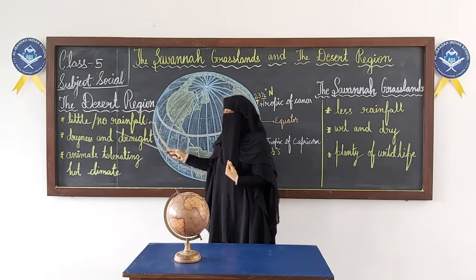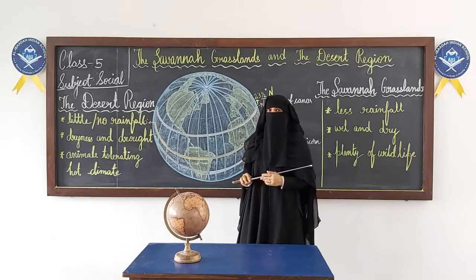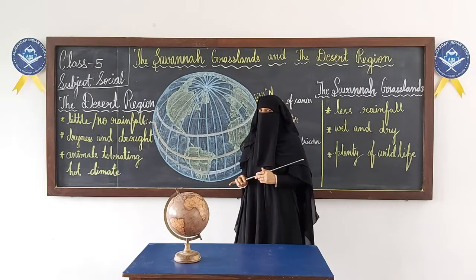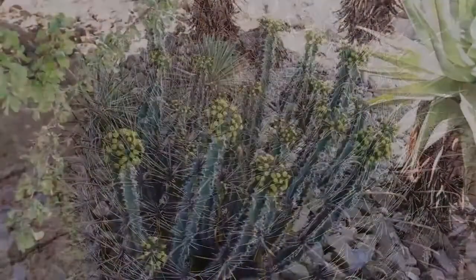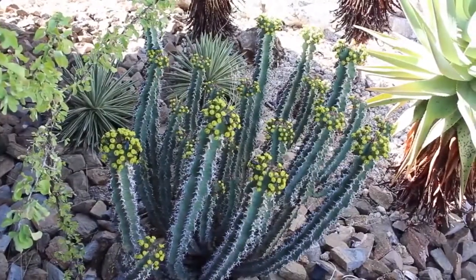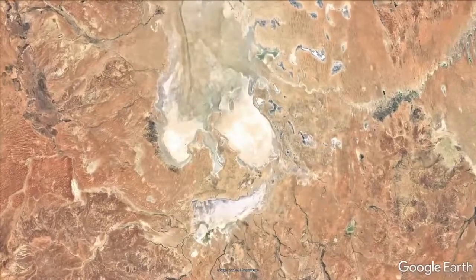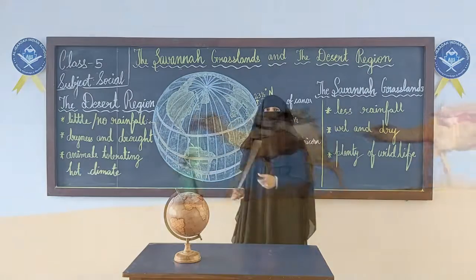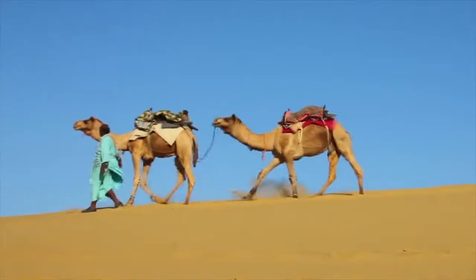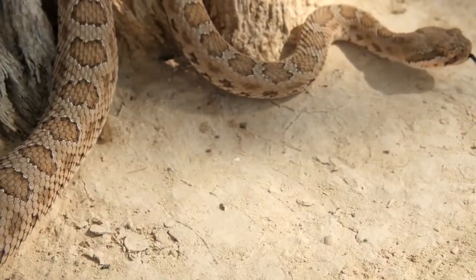Now when there is no rainfall, what sort of vegetation can you expect there? Right? So we have plants which can only survive dryness and drought. Drought means less rainfall. Okay. Now animals. We also have animals which can survive hot climate only, like camel and reptiles.